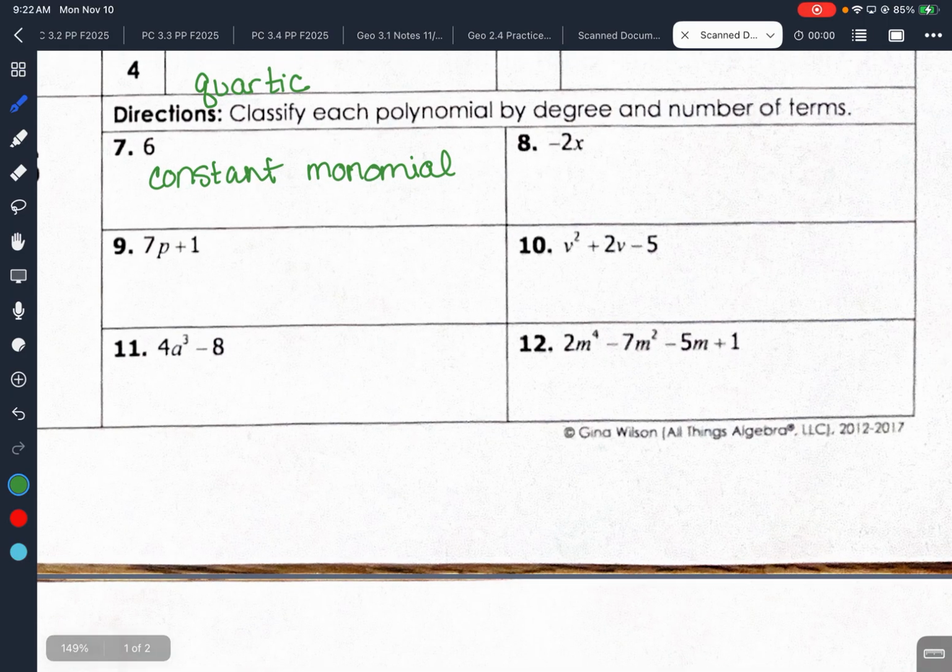Okay, number 8. What's your highest degree? 0? No, it is not. What is the degree right here? Oh, 1. So it is linear. And how many terms are there? 1, so it's a linear monomial.